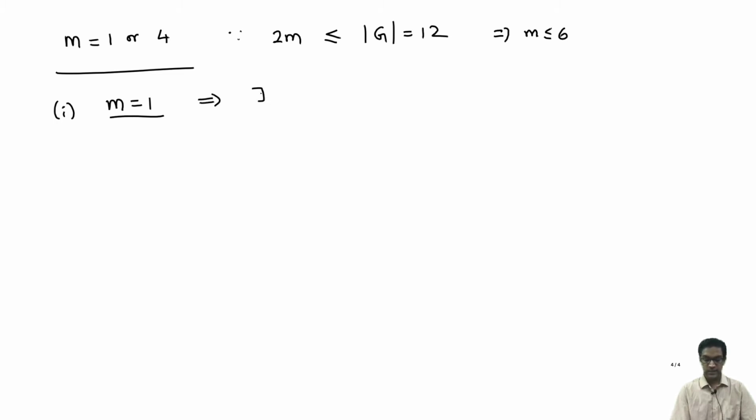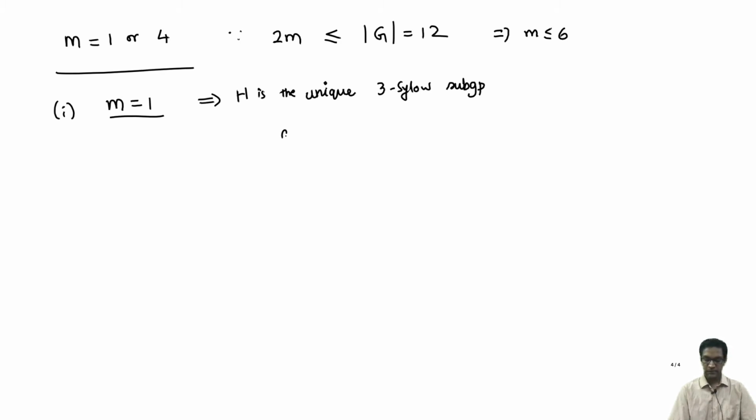If m is 1, what does this mean? This means that there exists a unique 3 Sylow subgroup. Recall that all 3 Sylow subgroups are mutually conjugate; that's the second Sylow theorem. So in this case, H is the unique 3 Sylow subgroup. We picked one of them earlier and called it H.